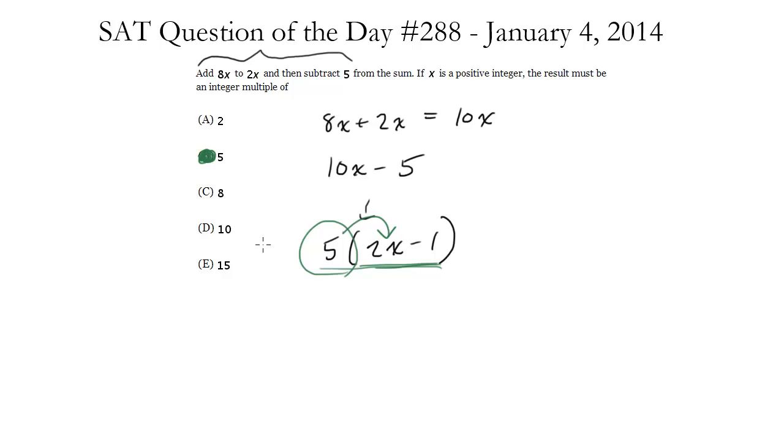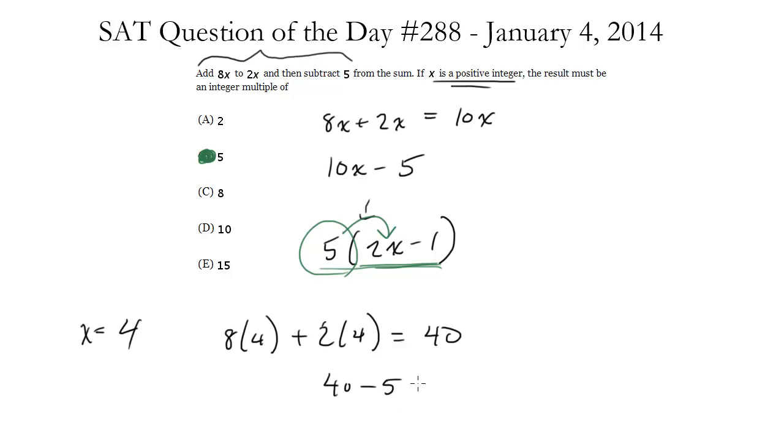Perhaps an easier way to do this, if you don't quite see the relation, is to actually plug in a number for x. So let's pick an x, given that x has got to be a positive integer. Fine. So let's pick 4. So now we're going to add 8x to 2x. That's adding 8 times 4 to 2 times 4, which is 32 plus 8, which is 40. Now we'll subtract 5, and we get 35.